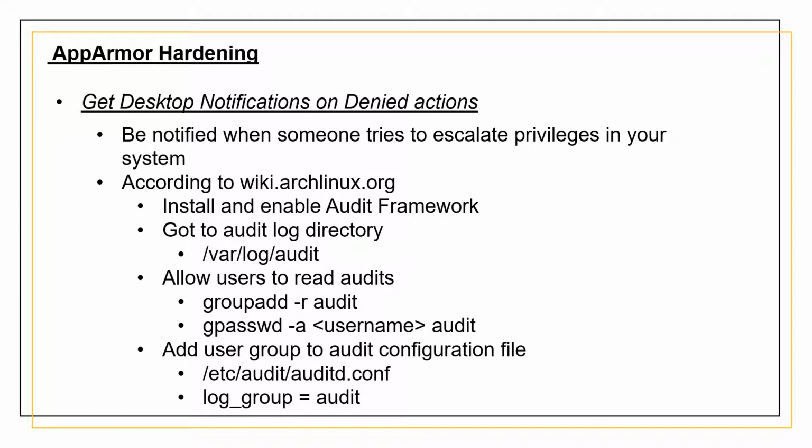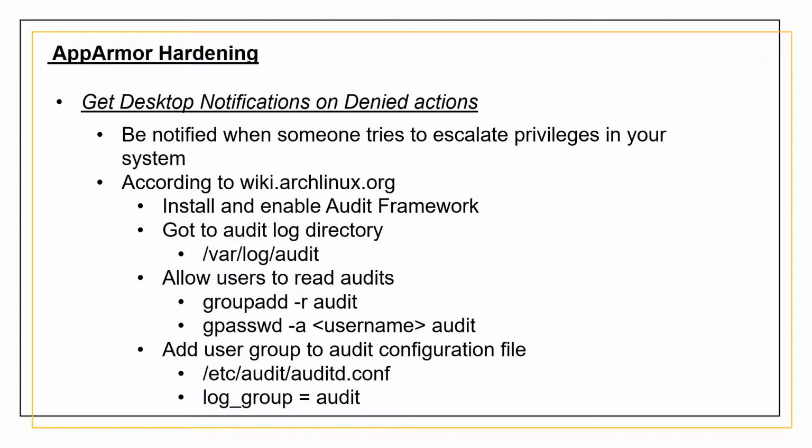Alright, so now we get to move on into the fun stuff, which is the second part of this presentation, hardening tips. So the first tip I have for you for AppArmor is get desktop notifications on denied actions. I say this because apps have vulnerabilities. Programmers aren't perfect. So if one day it ever is compromised, then AppArmor will automatically mitigate the damage from the permissions and restrictions you put on it from the profile.